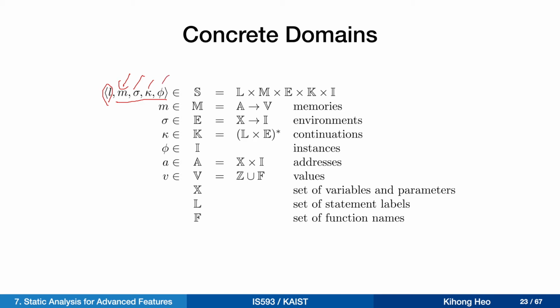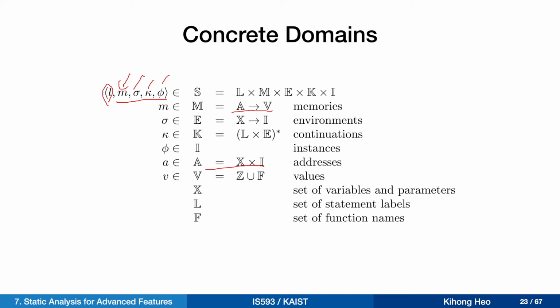Let's take a look at each component one by one. A memory is a mapping from memory address to values. A memory address is a pair of a variable and an instance, which means that here each variable is associated with an instance to distinguish different instances from different function calls. Then what is instance?